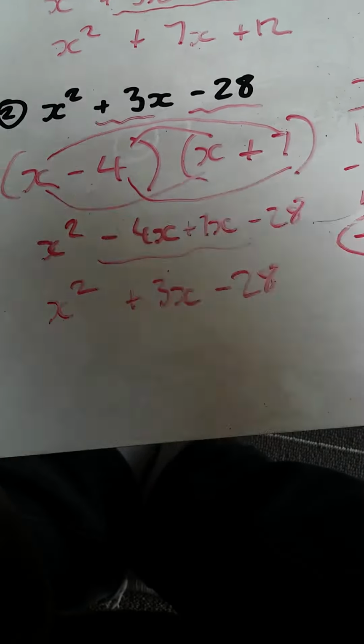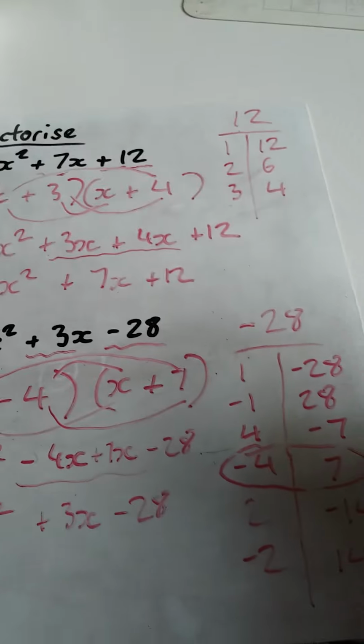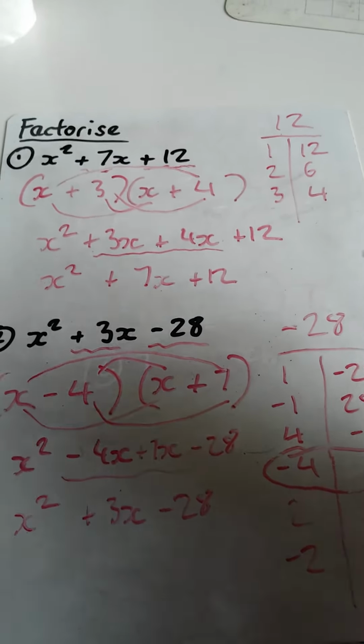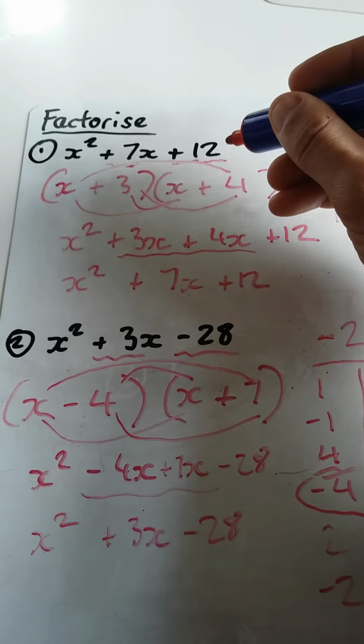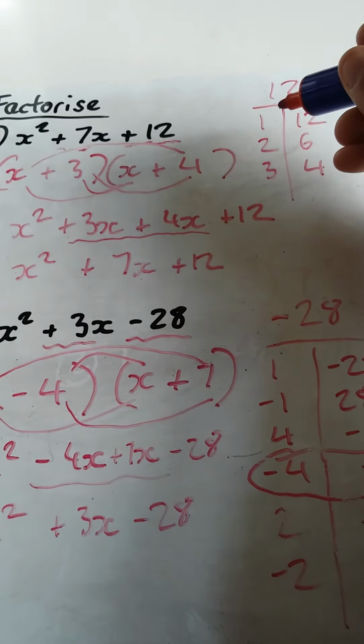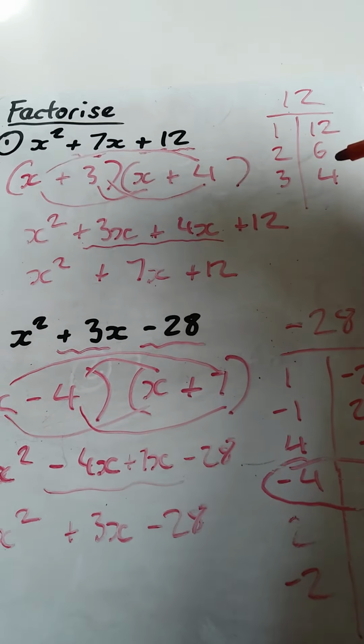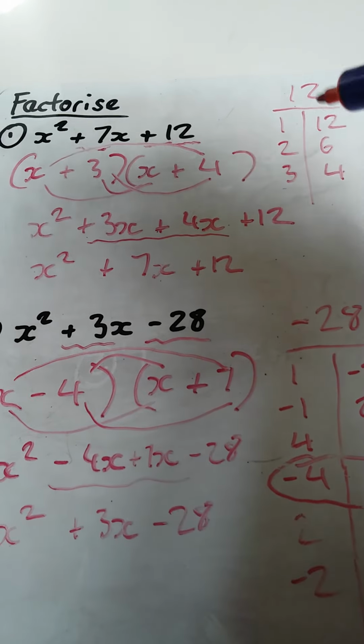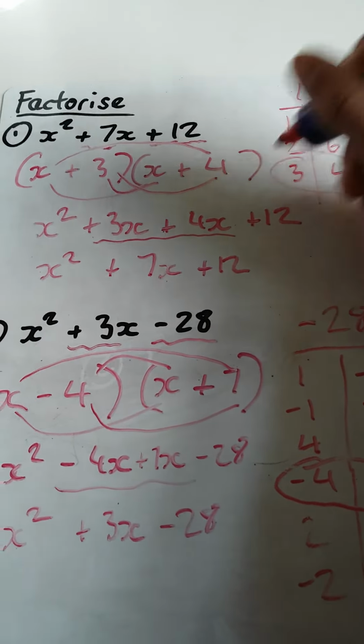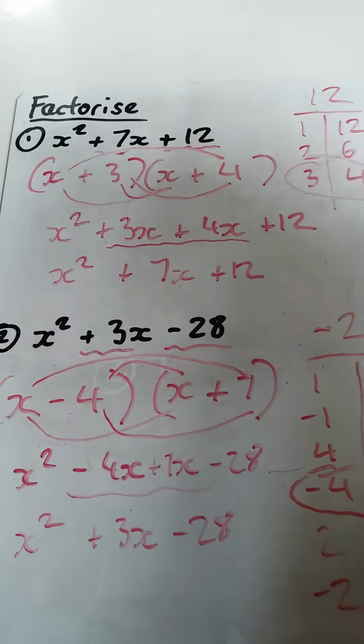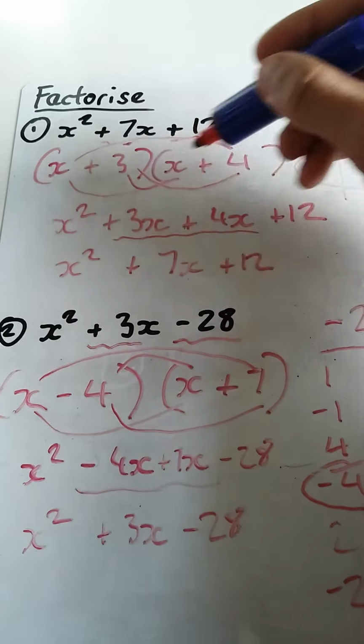So just to recap, from both examples, look at the integer at the end, list the pairs of factors of that integer, and see which ones add together to make the coefficient of x. And then you slot those into your brackets.